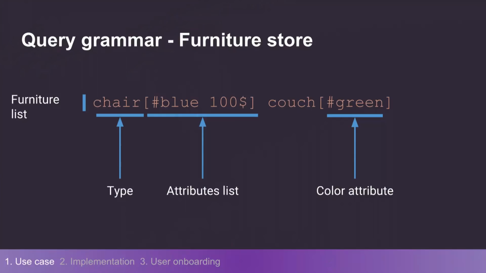And inside each furniture, there is first the type of the furniture, then brackets, and inside the brackets, there is a list of attributes I care about for those furniture. So by using that rule, I can say, here I'm looking for a chair and a couch, and the chair has the attributes blue, $100, and the couch has the attribute green.